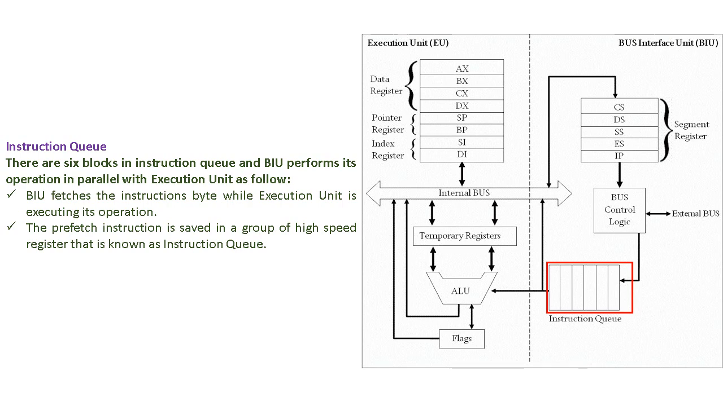You can observe the diagram, with the arrow drawn showing the flow of the execution. The ALU will fetch the instructions one by one according to the priority set up in the instruction queue. So the instruction queue along with the segment register are the two important parts of the bus interface unit.